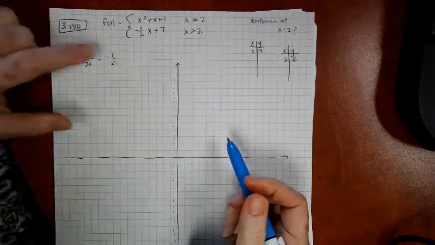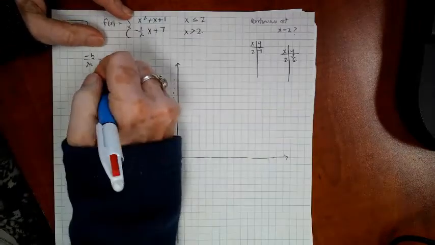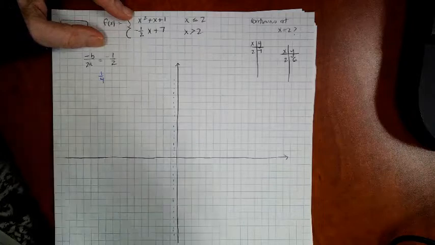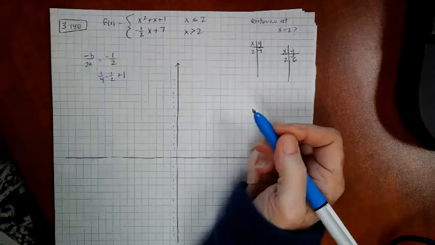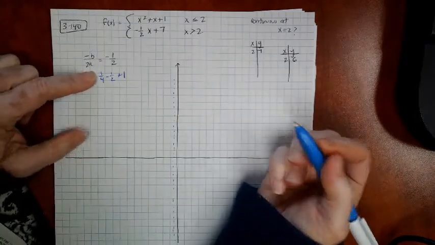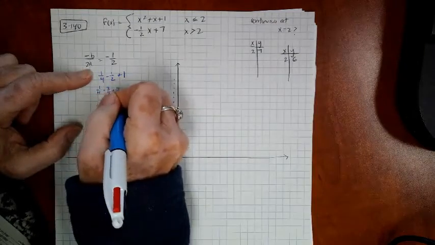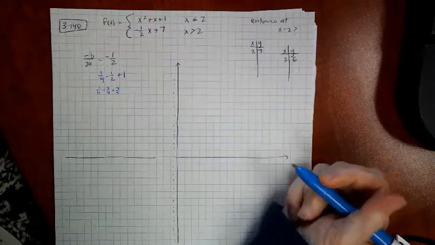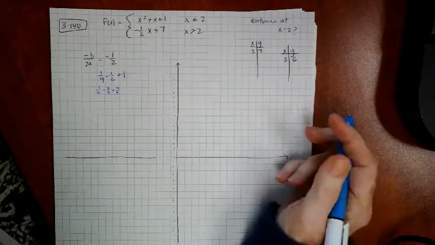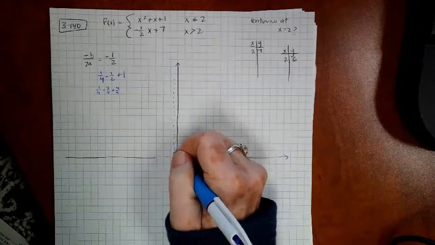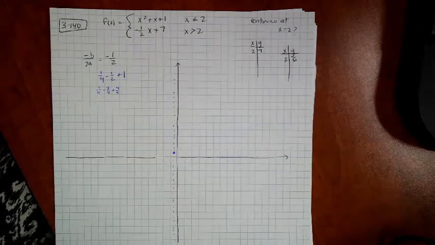And then I have to plug that in, the negative 1/2 in, to find y. So negative 1/2 squared would be 1/4, minus 1/2 plus 1. So 1/4 minus 2/4 plus 4/4. So that would be 1 minus 2 is negative 1 plus 3. That's going to be 3/4, I think. So there's the vertex. So that's not a very nice thing to graph.